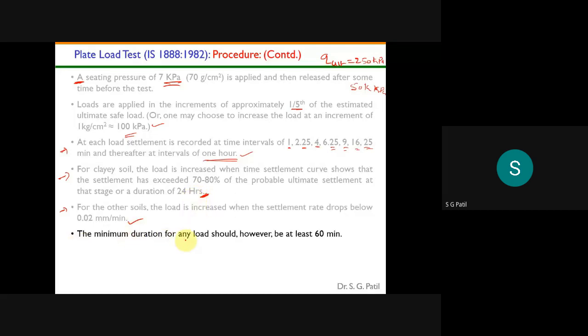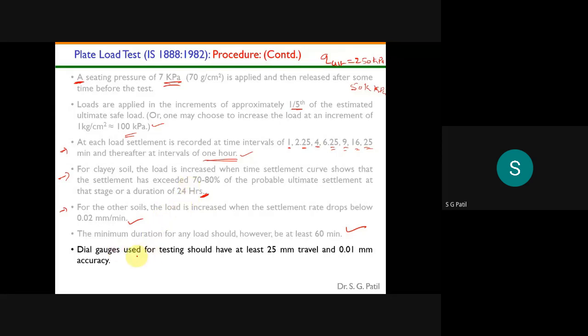The minimum duration for any load should be 60 minutes. At least 60 minutes you should keep for each load. Like 50 kilopascal, I told, this 50 kilopascal should be at least in sandy type of soil. Even if it is a sandy type of soil, at least you should put that load for almost 1 hour. If you have a clay type of soil, then whatever load is there, that load should be kept for 24 hours.